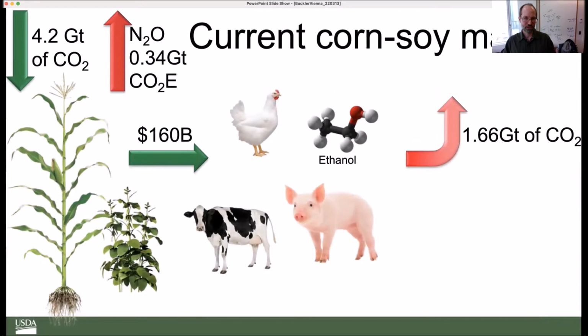If you look at what's going on right now, we have this current soy maize market where these crops are bringing in tons of CO2 each year. They're releasing lots of nitrous oxide. They support highly valuable markets. And then at the end, through respiration, that CO2 goes up into the atmosphere. But these markets are likely to be changing.